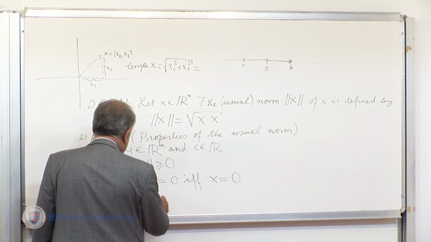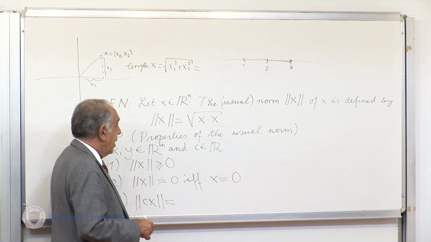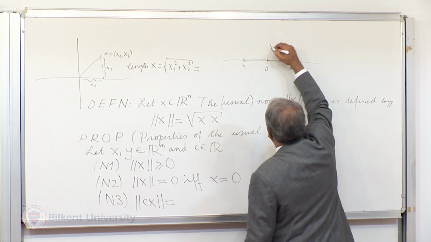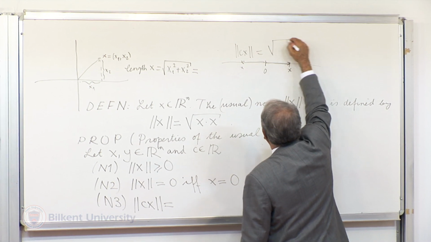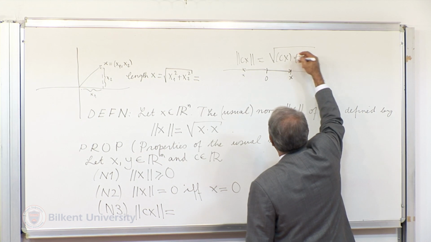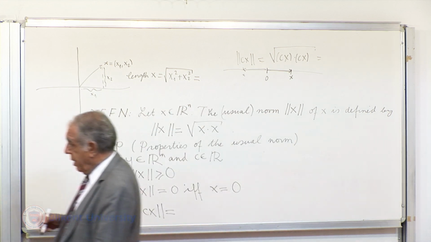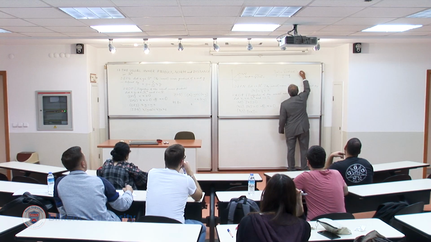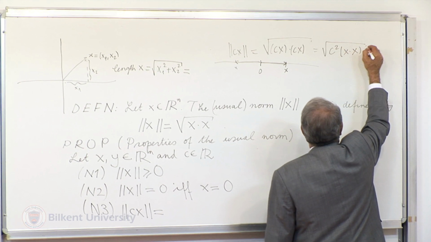N3, the norm of cx, that will be, well, we can just do it like this. The norm of cx, that will be the square root of cx dot cx. But by using this property, well, you can easily, by applying that, that will yield this.